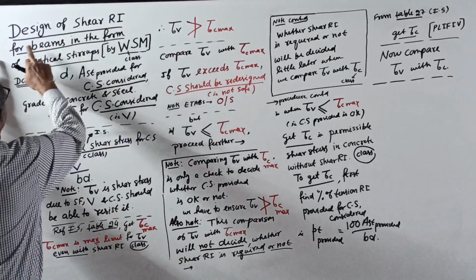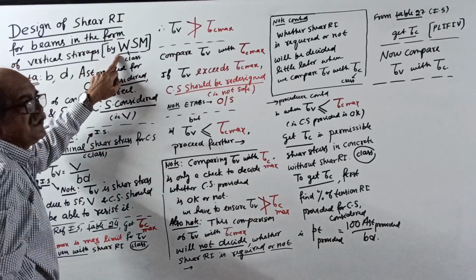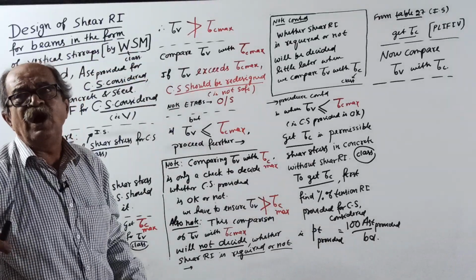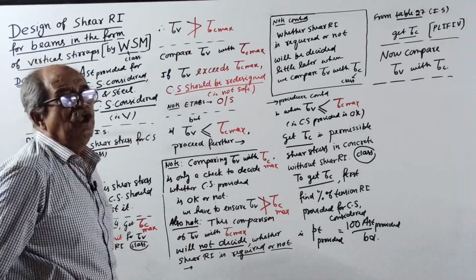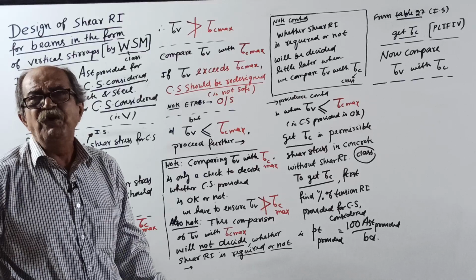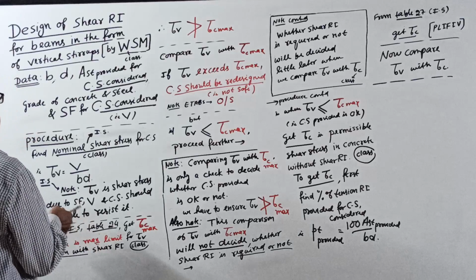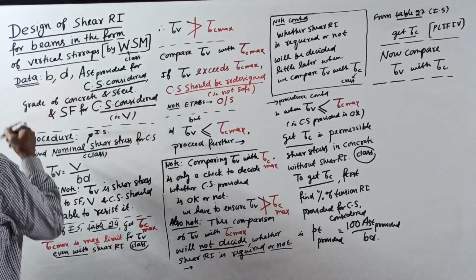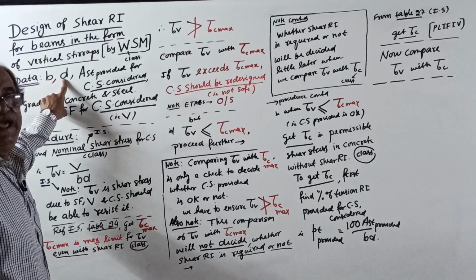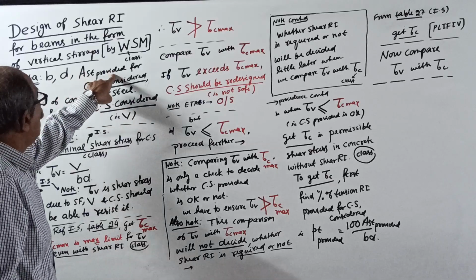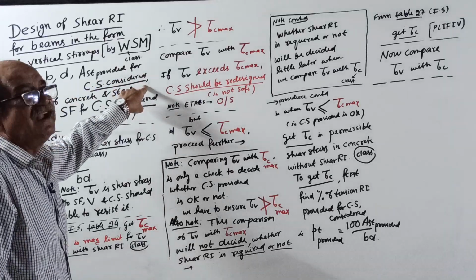Now, design of shear reinforcement for beams in the form of vertical stirrups by the working stress method. This class covers what I have explained so far. Now, data. What all do you require? I won't waste time on sketches now. Width of beam, if you want, you should write here. Those who are serious, write everything. Width or breadth of beam b. Effective depth d. Ast provided, remember, for the cross section considered.